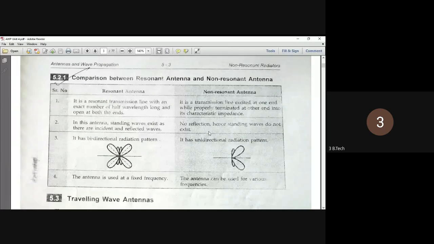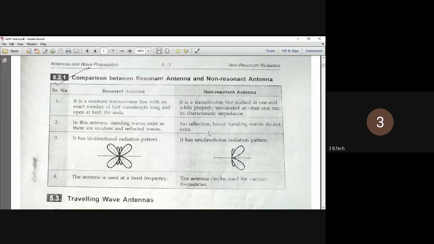Comparison between resonant antenna and non-resonant antenna. They'll ask the differences. So what is a resonant antenna? It's a resonant transmission line with an exact number of half wavelength long, n lambda by 2 condition, and open at both the ends. Okay. So one end is given a feed with respect to the ground, but the other end is not terminated with the load resistance. But non-resonant antenna, it is a transmission line excited at one end, it's properly terminated at the other end into its characteristic impedance. That means the other end is terminated with a load resistance.